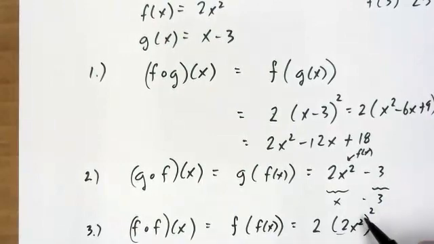Now, if I want to simplify this, the 2 gets squared, the x squared gets squared. So 2 squared is 4 times 2 is 8. And I believe it should be 8x to the 4th.